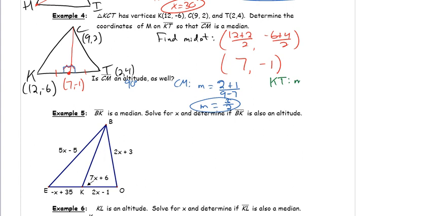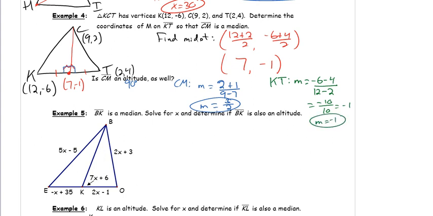Now we need to find the slope of KT. So we're going to do the same thing, but between K and T. So we're going to have negative 6 minus 4. You could also do 4 minus negative 6, it doesn't matter. Negative 6 minus 4 over 12 minus 2. Remember, if you do negative 6 minus 4, you have to do 12 minus 2 to keep in the same order. Negative 6 minus 4 is negative 10. 12 minus 2 is 10, which equals negative 1. So our slope of KT is negative 1.